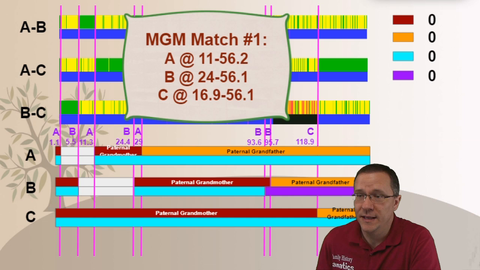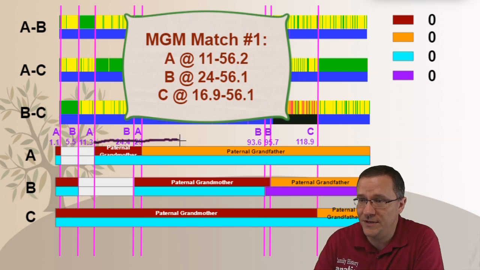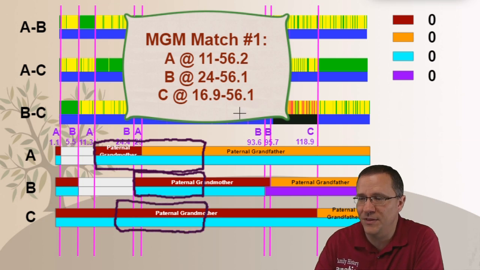So match number 1 matches A from 11 to 56.2. So that is going to be in this area. So 56.2 is probably about halfway. Matches B from 24 to 56. So that's actually right here. And matches C from 16.9 to 56.1. So there's a 16.9 right there to 56.1. It's sort of nice that they all end at roughly the same spot.